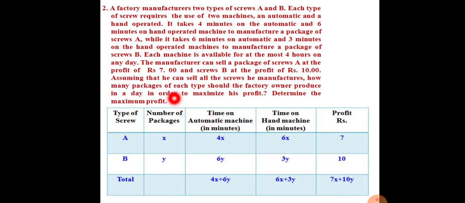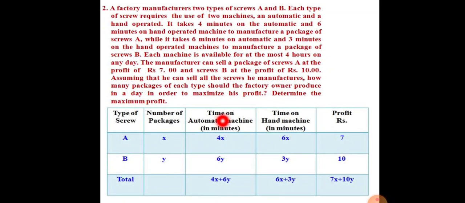Then the profit of screw A is 7 rupees, that is 7X, and screw B at a profit of 10 rupees, that is 10Y. For the constraints, we need both the variables: 4x plus 6y is our first constraint, 6x plus 3y is our second constraint. The profit column is our objective function. We have to find the maximum profit. By using this data, we will construct an objective function.